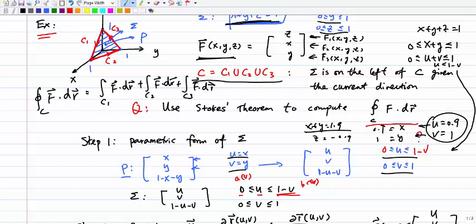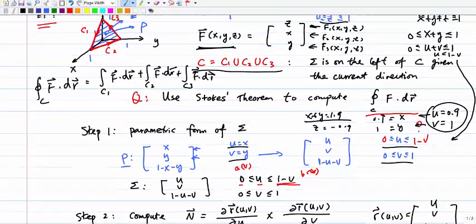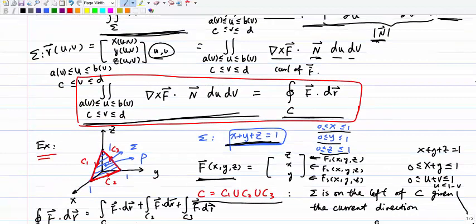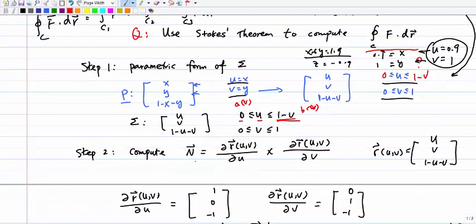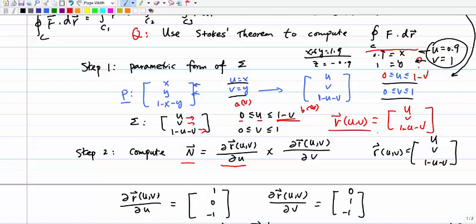Once we figure that out, now I want to compute the curl, and the n is what I have to compute next. So let's compute what n is. N is given by partial r, where r is u, v, 1 minus u minus v. So n is partial r over partial u cross product partial r over partial v.